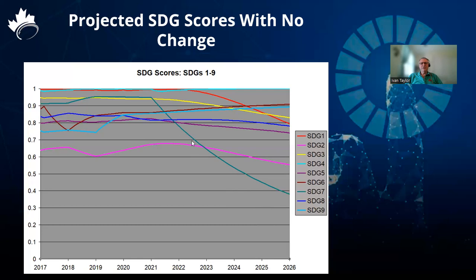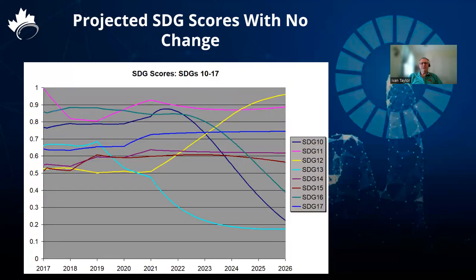So in this case, you can see that this SDG is not doing well, and a couple other SDGs are not projected to do well in the future. So that's the SDGs 1 to 9. And then this is SDGs 10 to 17. And of particular interest is this light blue curve, which represents SDG 13, which is climate action. So we can see that Canada is not doing very well in the area of climate action.